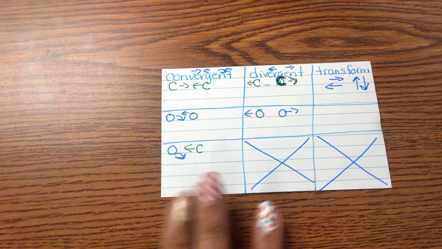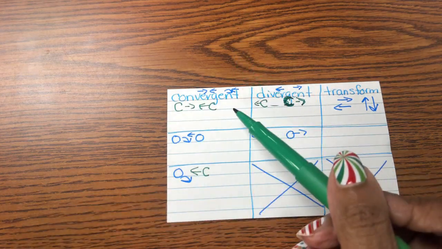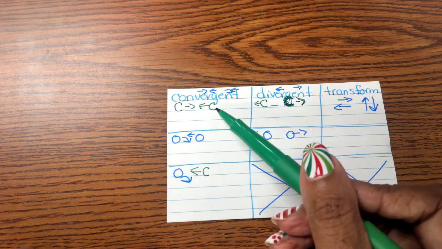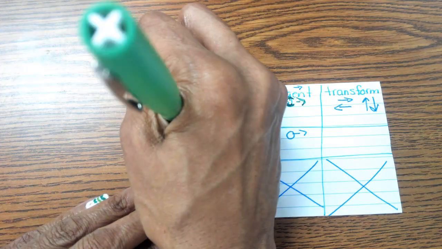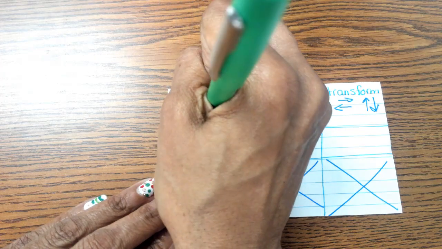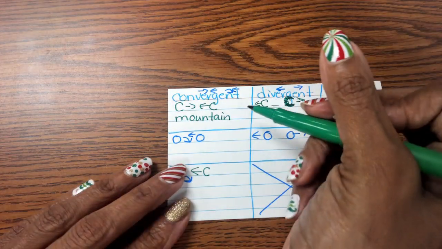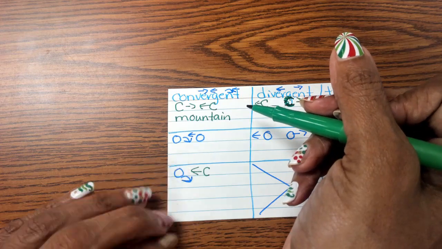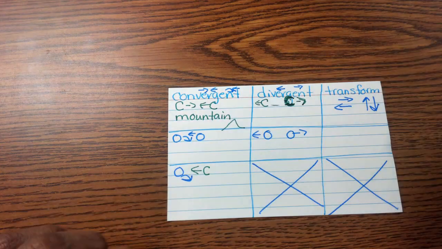Okay, so let's go back to this one. We're going to start over here. So at a convergent boundary where you have two continental or two land crusts coming together, you're going to get a mountain. Because continental crust has the same density, so it's just going to pile up and make a mountain.